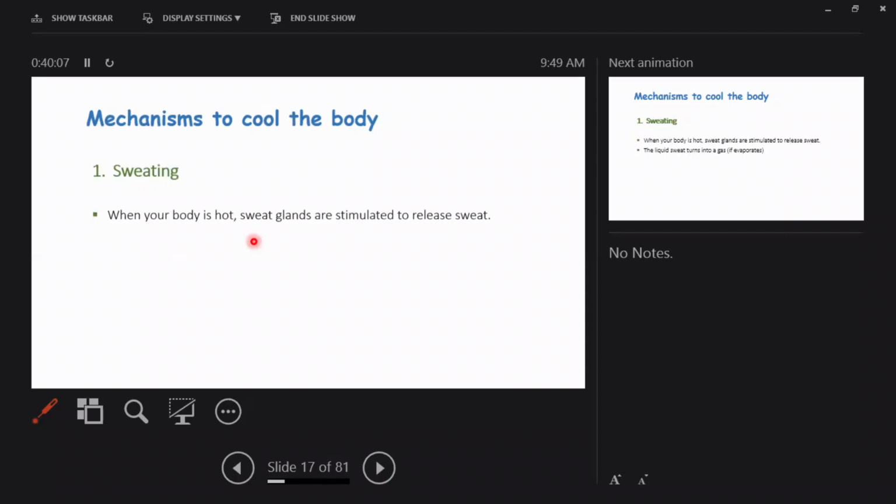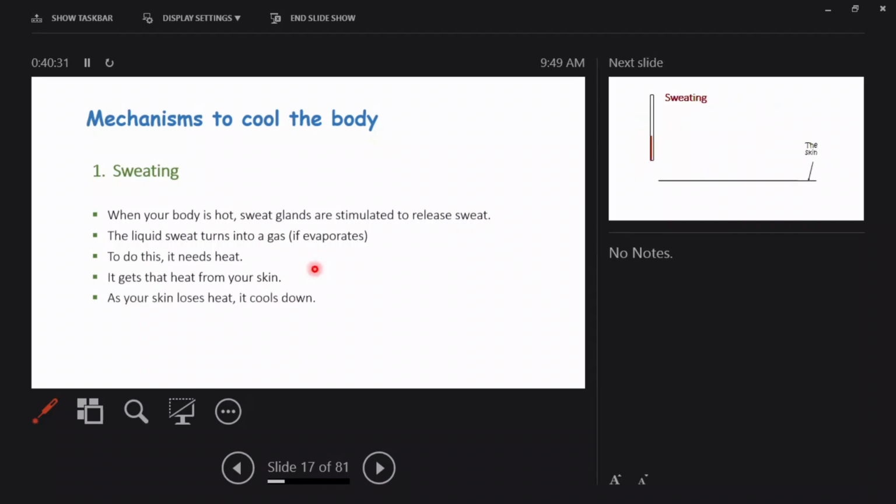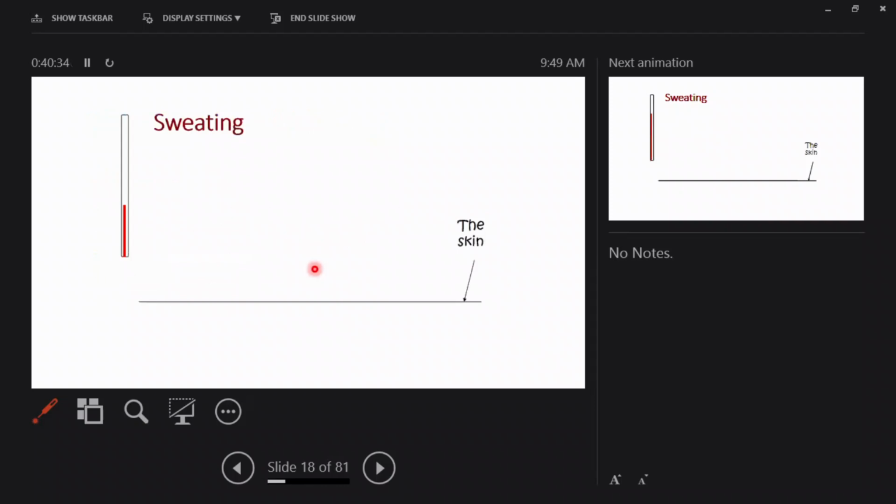So the first mechanism to cool the body, sweating. When your body is hot, sweat glands are stimulated to release sweat. The liquid sweat turns into a gas when it evaporates. To do this, it needs heat. In order to turn the liquid sweat into gas, you need heat, right? So it gets the heat from the skin. As your skin loses heat, it cools down.